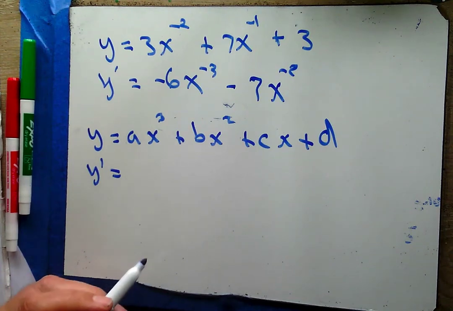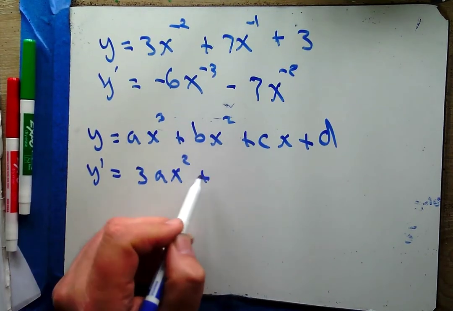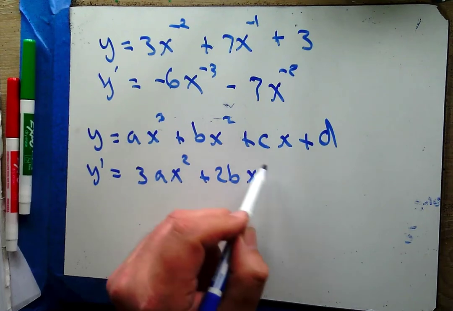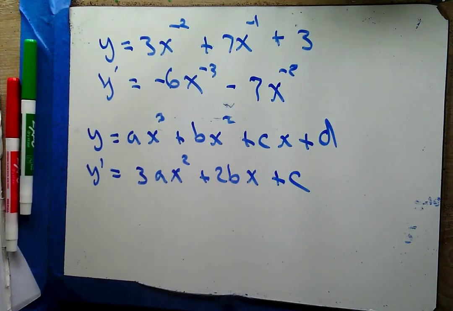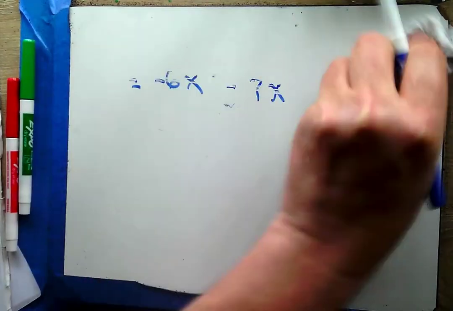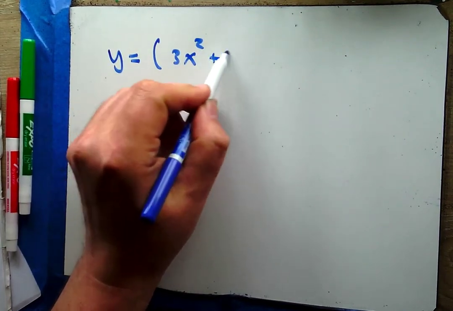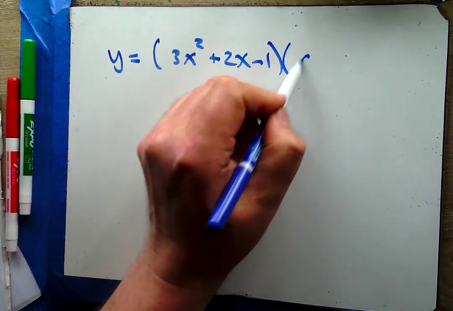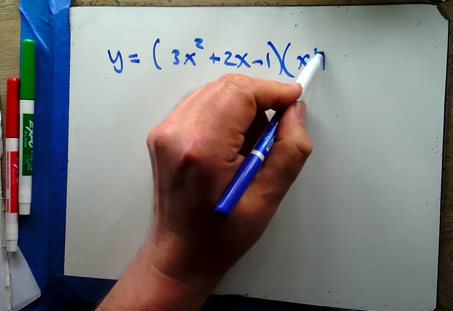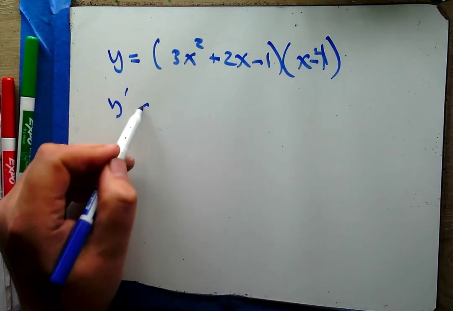Excellent. 3ax squared plus 2bx plus c is my derivative. Okay, so how about this one? Y equals 3x squared plus 2x minus 1 times x minus 4. Please find y prime.